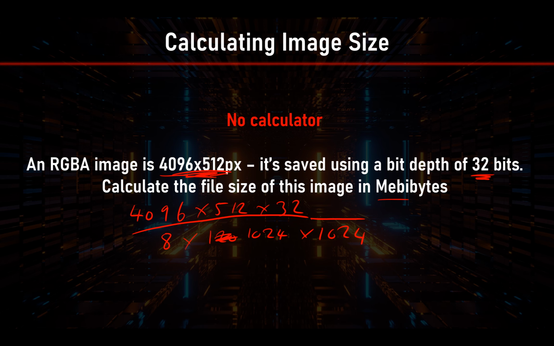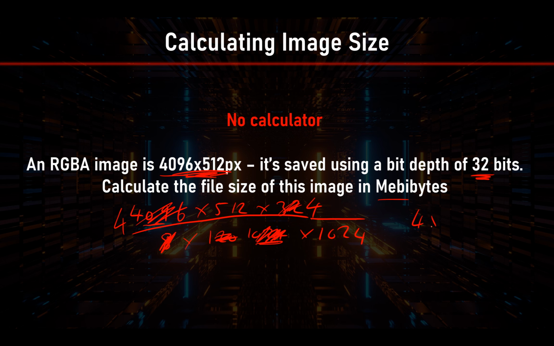Now let's think about what we can simplify. So I think maybe this 32 and 8, well, I guess this can just become 4, and then we can just cancel the 8. Then if we do the 4096 divided by the 1024, well, that's just going to be 4. So this becomes 4, and then here we just cancel this. Then if we do 512 divided by 1024, that's going to be 0.5.